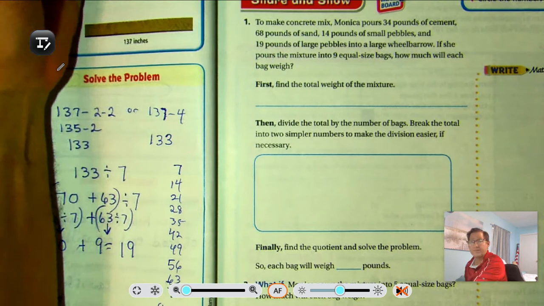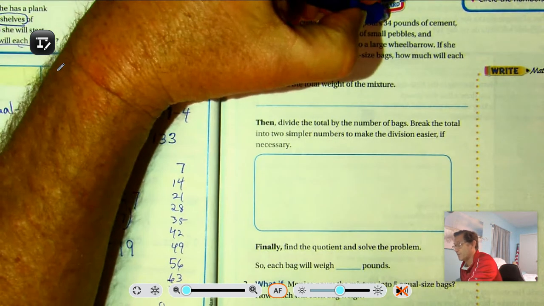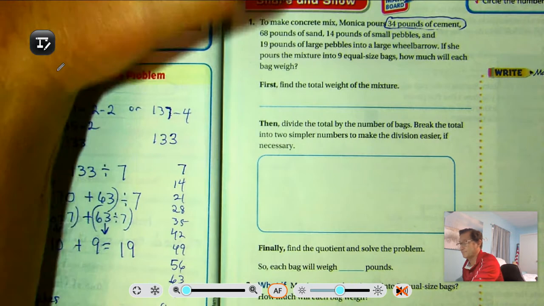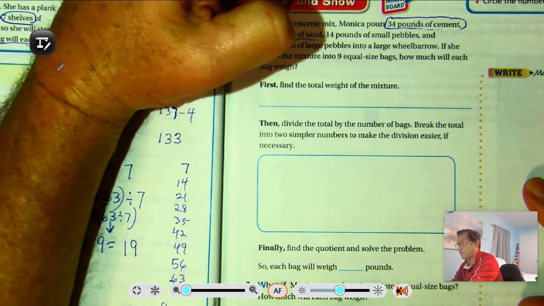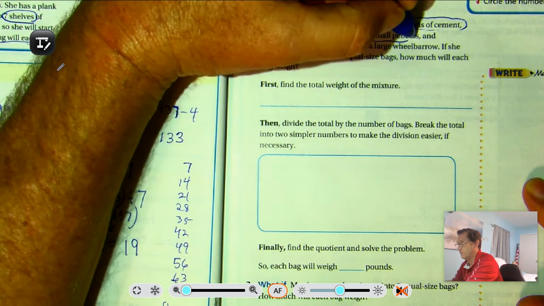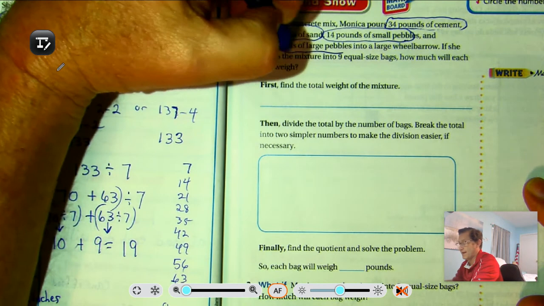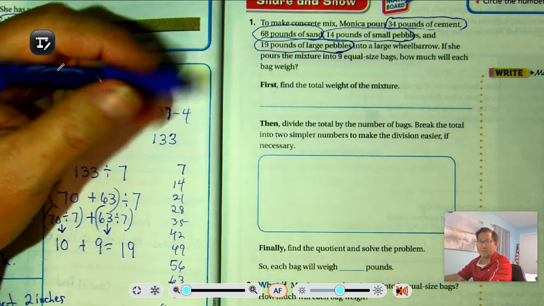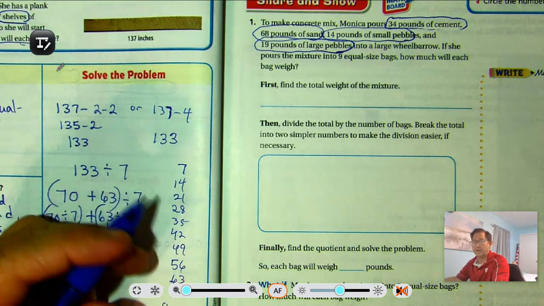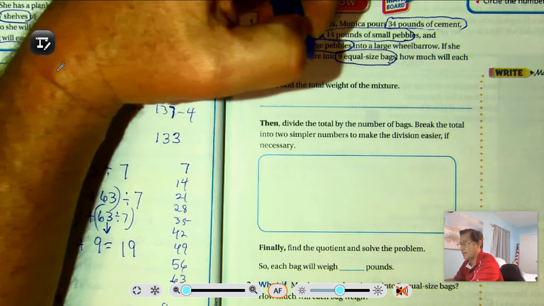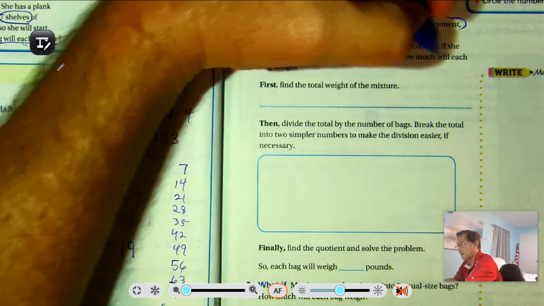Okay, well, we got a lot of information here. We have 34 pounds of cement, 68 pounds of sand, 14 pounds of pebbles, and 19 pounds of large pebbles. So we're mixing that all together, and we're going to pour that into 9 equal-sized bags. How much will each bag weigh?